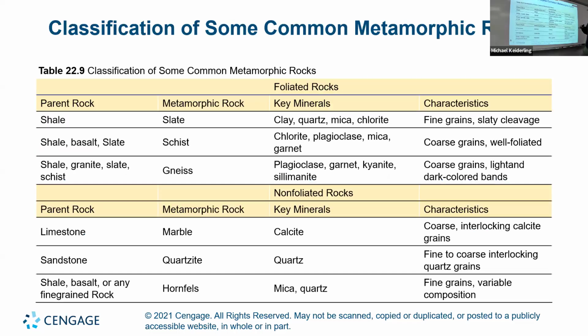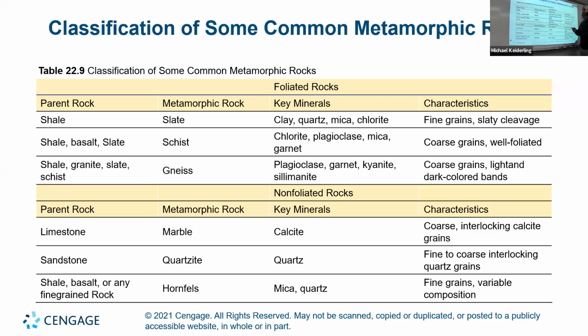So here are some examples, and they're in two categories: foliated rocks and non-foliated rocks. Foliated rocks occur in situations with differential pressure, more pressure in one direction than the other, which causes the grains to flatten out and rearrange, and you get banding and such.